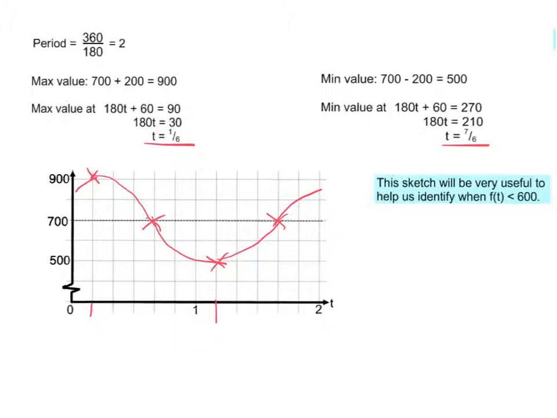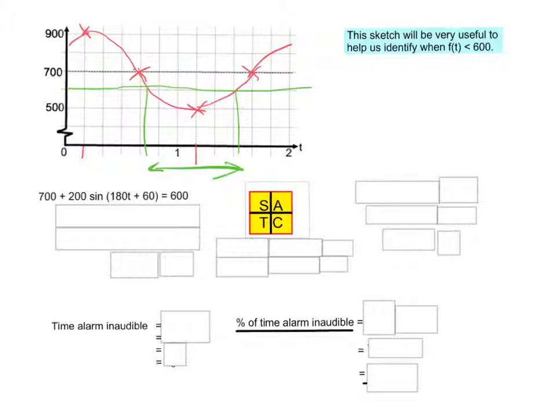The whole point in the sketch is this will be useful to help us identify when the frequency is below 600. So if I have 600 here, I know I'm expecting 2 roots round about there. Of course, it's not enough to just read it from a graph. My curve's not accurate enough, so I need to solve algebraically. But it lets me know that this is the interval I'm interested in here, so between the 2 solutions. Okay, now it's time to solve the equation.